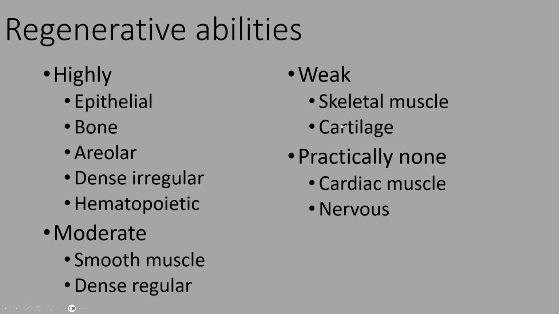If you've ever torn a knee cartilage, you know that it is really, really tough to get that back where it needs to be. And practically none is cardiac muscle and nervous tissue. If we hurt the heart and it needs to repair itself, it's not going to regenerate very much at all. If we damage the spinal cord or the brain, depending on the type of damage, it's not really going to repair itself very much. We'll see that a little bit differently when we get to learning about the nervous system. There's some catch there, but as a general rule, nervous tissue is not really regenerative.